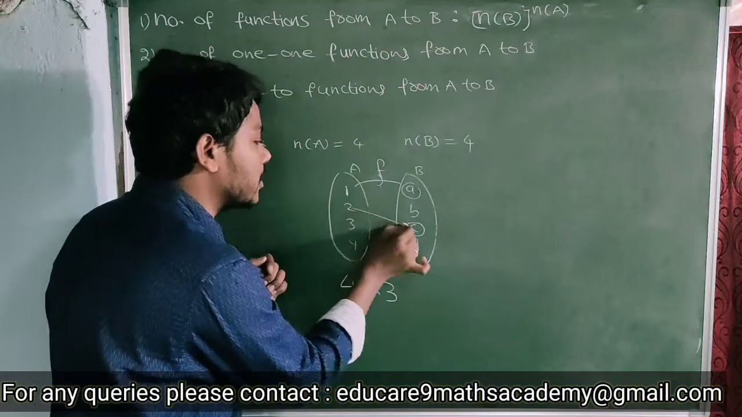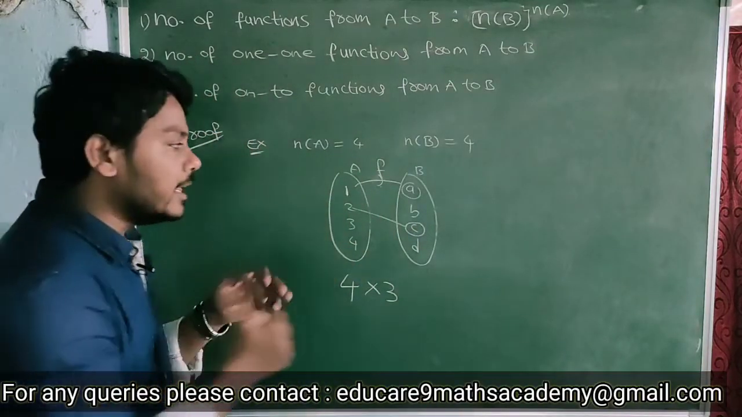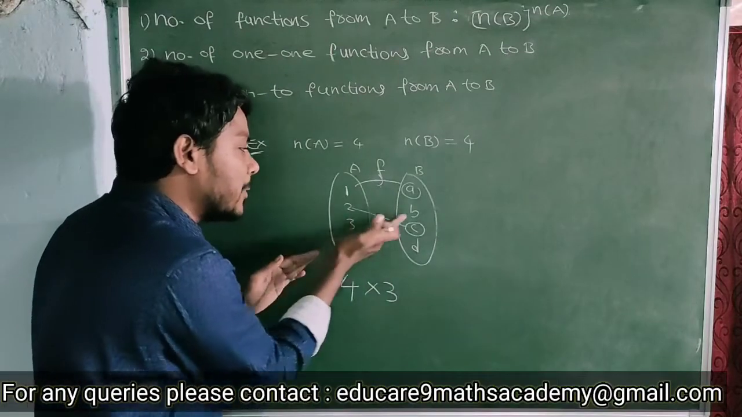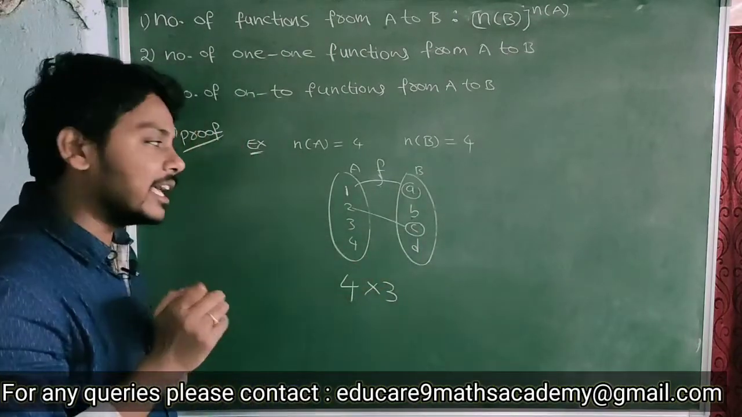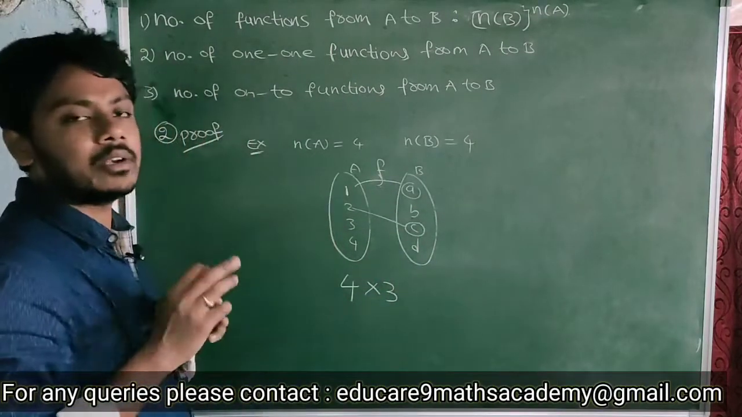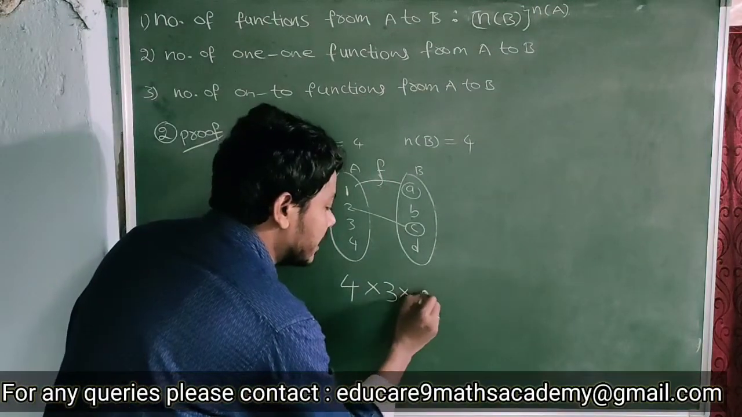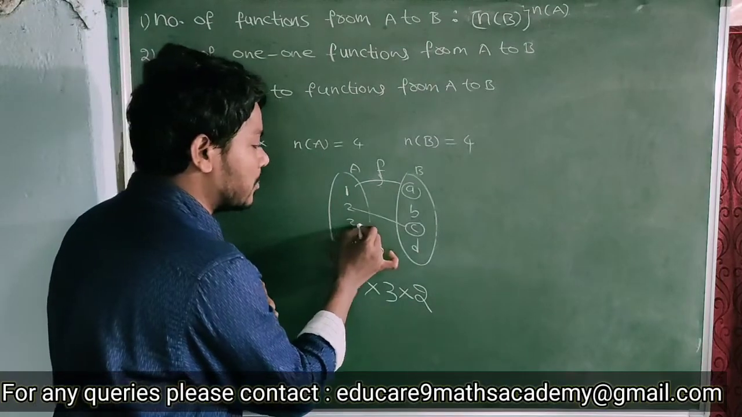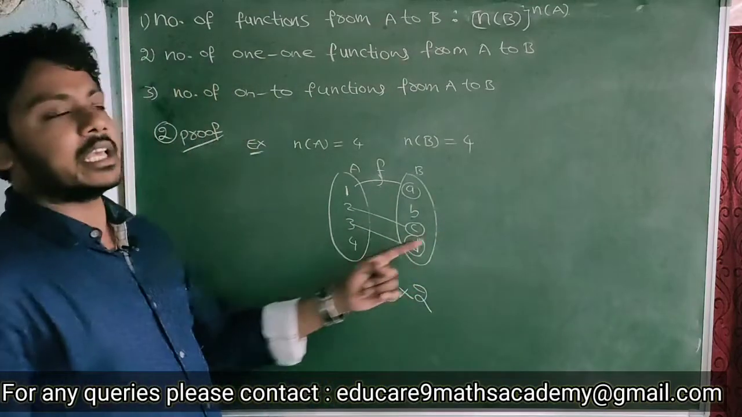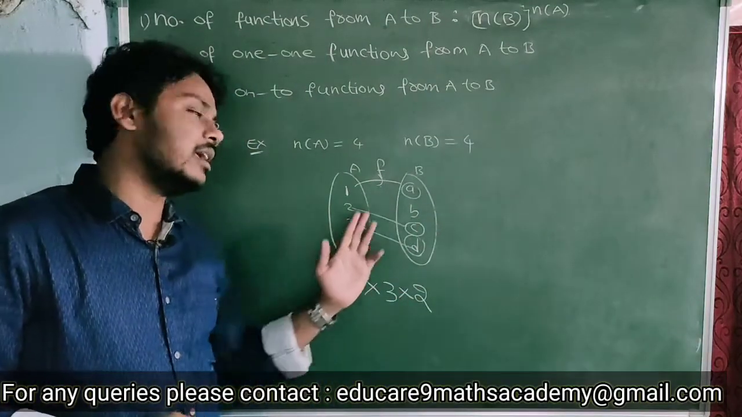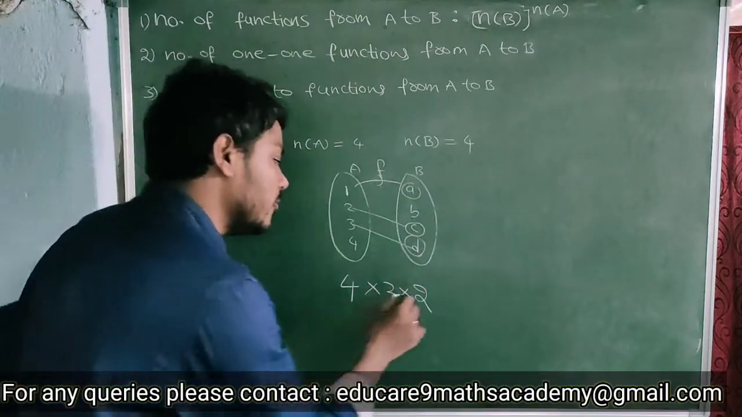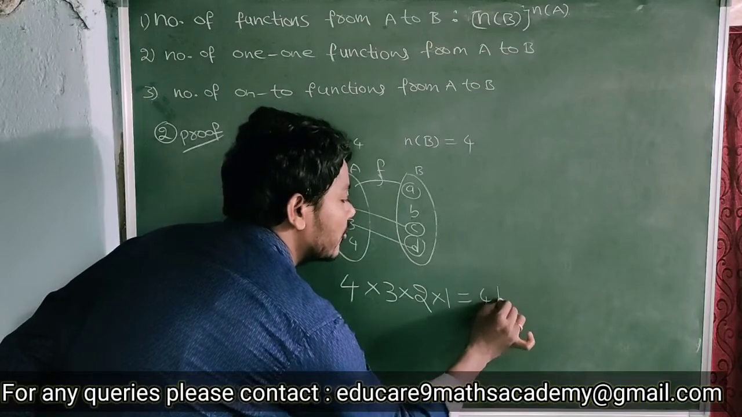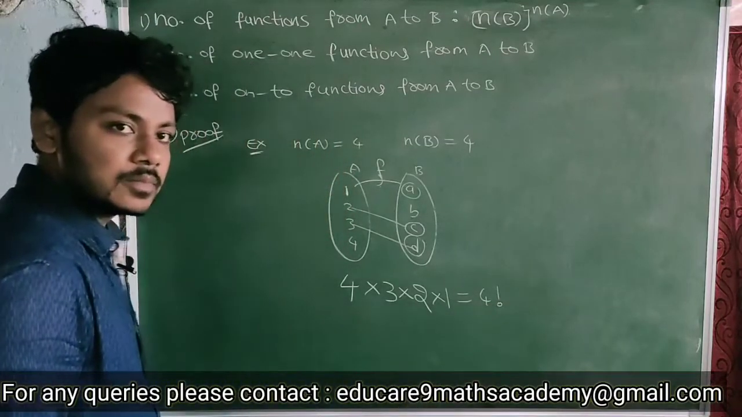Suppose 2 is mapped to C. And the remaining elements are B and D. And 3 is mapped to either B or D. So clearly the chances of 3 is how many? 2 chances. So write 2. For example, 3 is mapped to D. So clearly here only one element is left, only 1 chance for 4. So clearly this is written as 4 factorial.